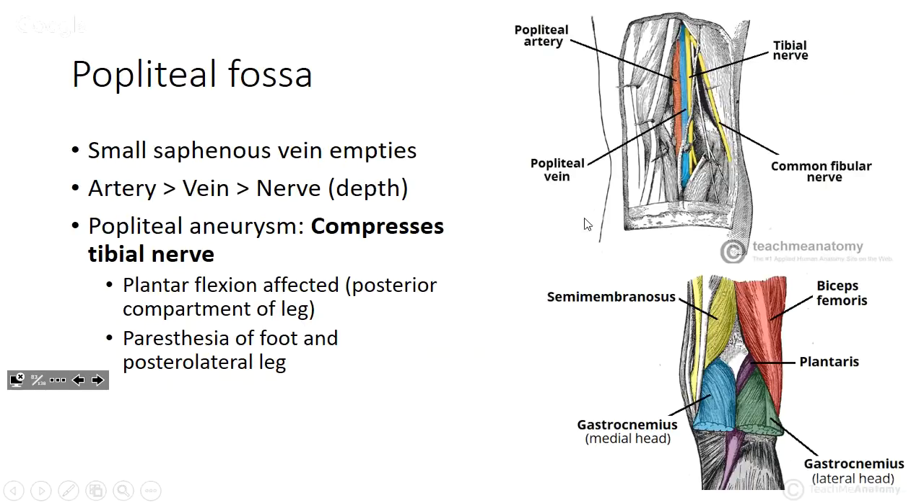Okay, so you can see the popliteal fossa. The deeper structure is the artery, then the vein, then the nerve. And so the clinically relevant thing is, I guess, a popliteal aneurysm. It can compress the tibial nerve, and that can lead to weakness in your calf muscles. Therefore, plantar flexion will be affected, and it can lead to paresthesias in the sensory supply.